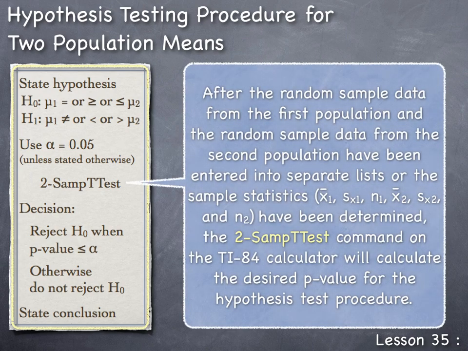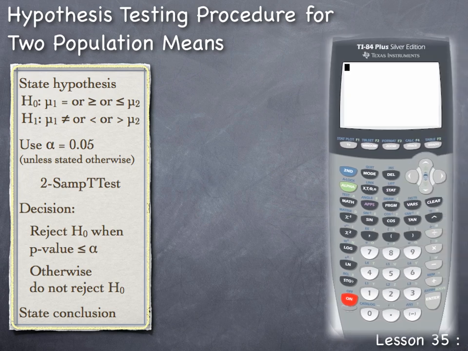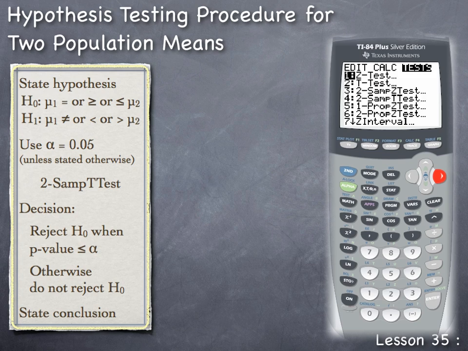Now, after the random sample data from the first population and the random sample data from the second population have been entered into separate lists, or the sample statistics x bar 1, s x1, n1, and x bar 2, s x2, and n2 have been determined, the 2-SampTTest command on the TI-84 calculator will calculate the desired p-value for the hypothesis test procedure. To do this, we press Stat, arrow over to Tests, and arrow down to the 2-SampTTest command.